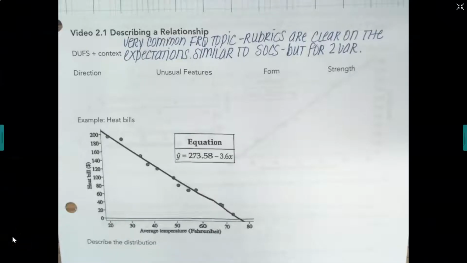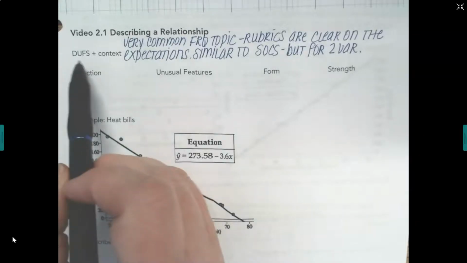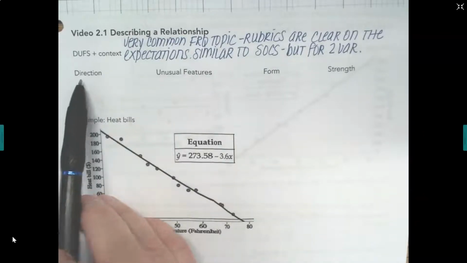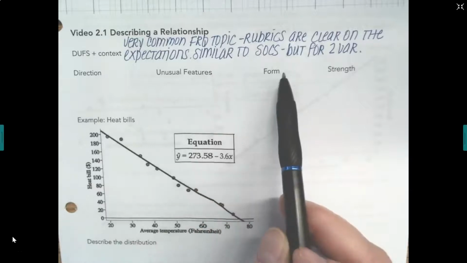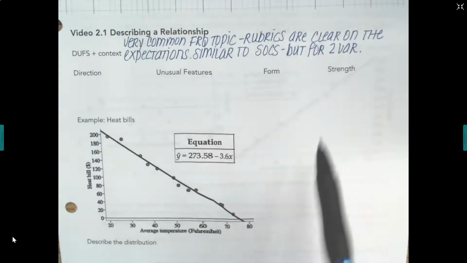To video 2.1, describing a relationship. So today we're going to be talking about the relationship between two variables. When you're describing the relationship between two variables, you have to remember to use DUFS. DUFS stands for direction, unusual features, form, and strength.